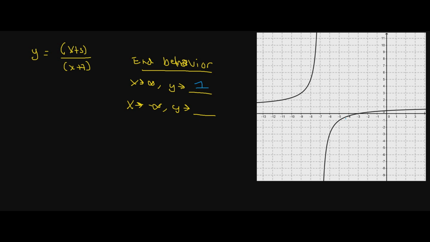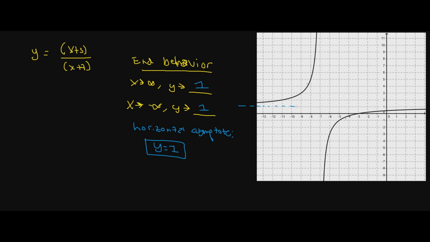Now let's look over here. As x approaches negative infinity, what's happening to my y values? It's going down, right? We'll keep going like that, and you can see that it's getting closer and closer to 1 as well. You can see our end behavior is letting us know that we have a horizontal asymptote at y equals 1. Okay, and you can see that right here.